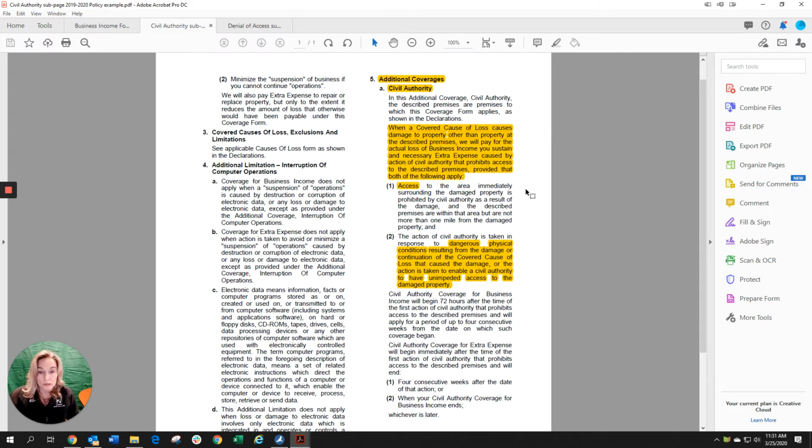So again, every form's different. This might say half a mile. This might say 1,000 feet. You have to read your form. So it's limiting access, and the civil authority action is taken in response to dangerous physical conditions resulting from the damage or continuation of the covered cause of loss that caused the damage, or the action is taken to enable a civil authority to have unimpeded access to the damaged property.